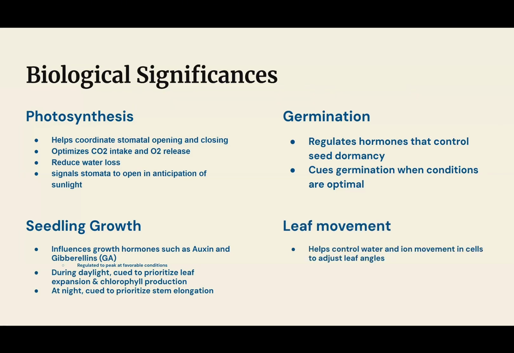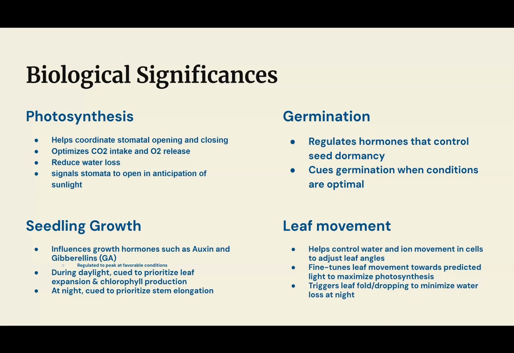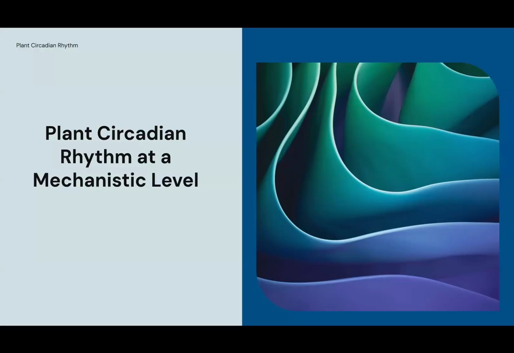And lastly, we have leaf movement. Once again, circadian rhythms help control water and ion movements in these cells, which allows these leaves to adjust their angles. This movement helps fine-tune the leaf towards predicted light to maximize photosynthesis. They can also trigger leaf folding or drooping to minimize water loss at night.